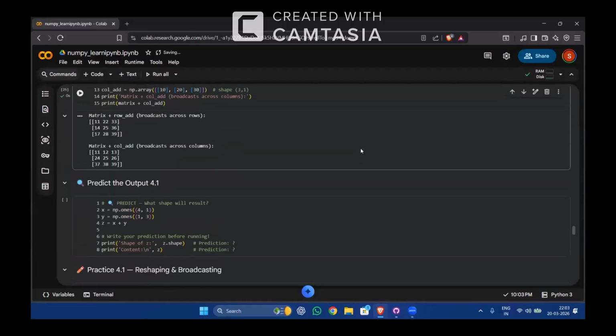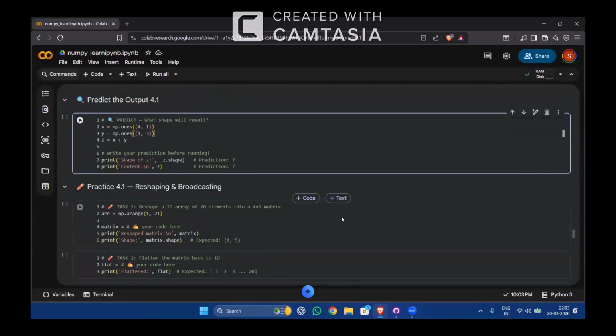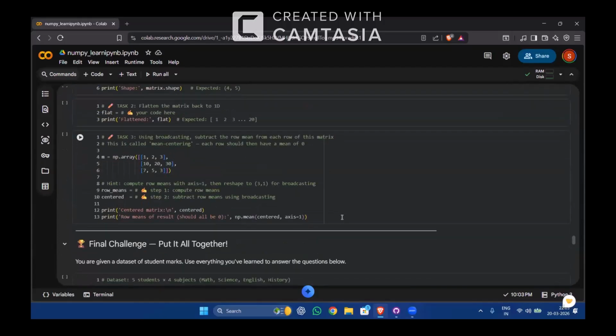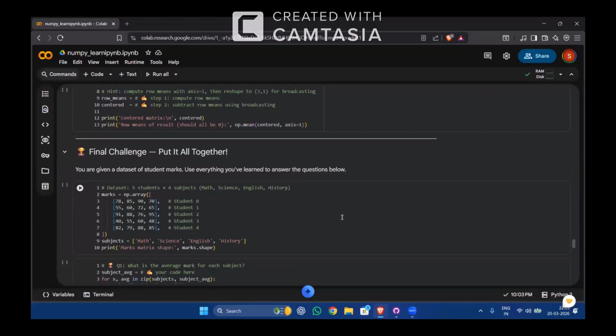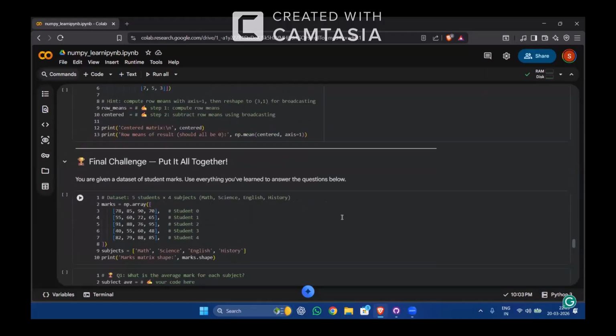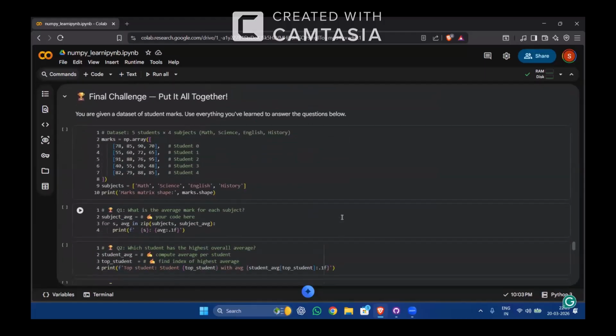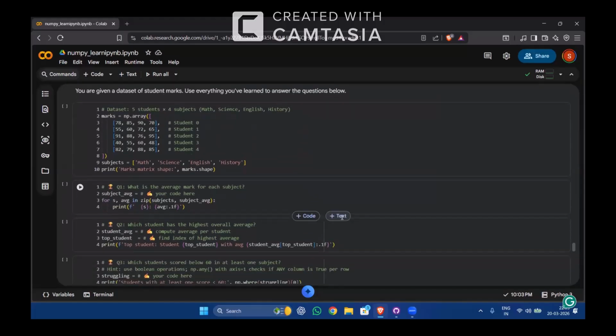Then you can do these practice things as homework. And the last block is also a challenge, with all together the concepts you have learned. So try to complete it too.